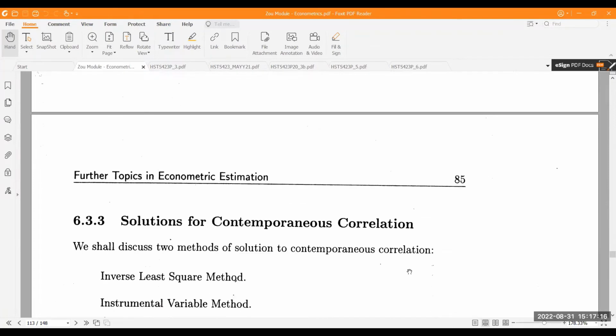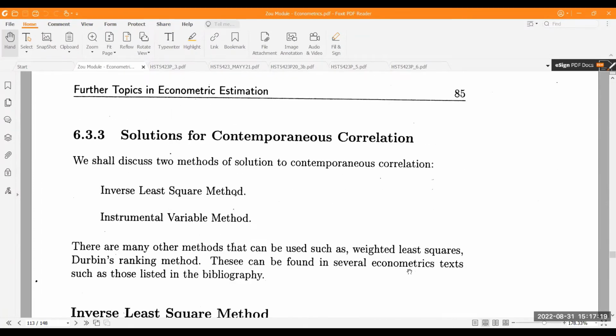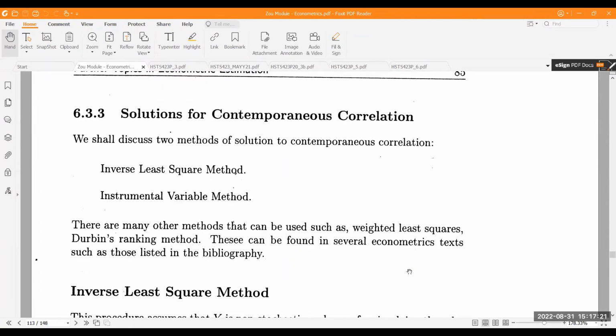Now, solutions for contemporaneous correlation. What are the solutions? I can hear some people talking. Am I saying something that is off? What is the problem? Lift your hand, then I will address it.